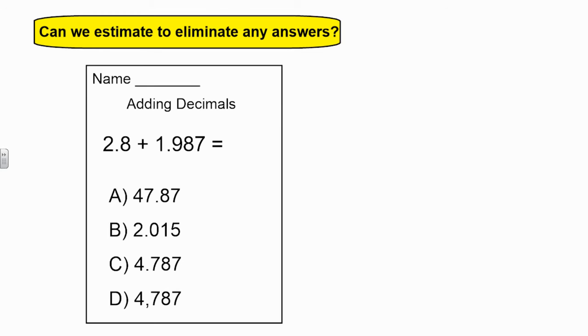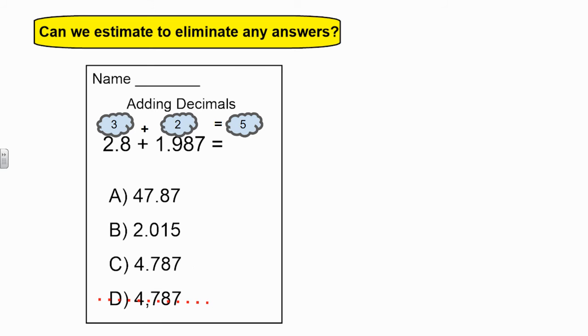One of my favorite reasons why we estimate is to eliminate answers. If I have this problem, let's say in a warm up, I know that 2 and 8 tenths, well, that's about 3. And I know that 1 and 987 thousandths, that's about 2. And since this is an addition problem, 3 plus 2 is 5. So I know that the final answer, when I actually solve this, should be about 5.